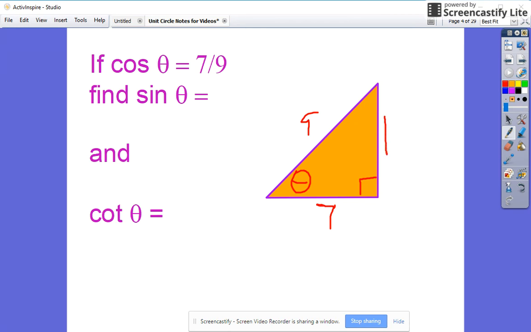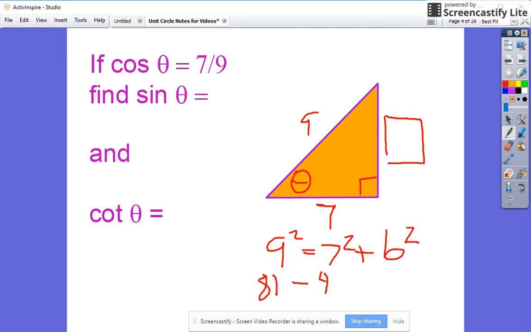Well, the first thing we need to do is find this missing side right here. This is a right triangle, so we can do 9 squared equals 7 squared plus that unknown quantity right there, which is our opposite side. So we can go ahead and call it b for right now, b squared. So we end up with 81 minus 49 equals b squared. And when we solve for b, we find that b is the square root of 32.